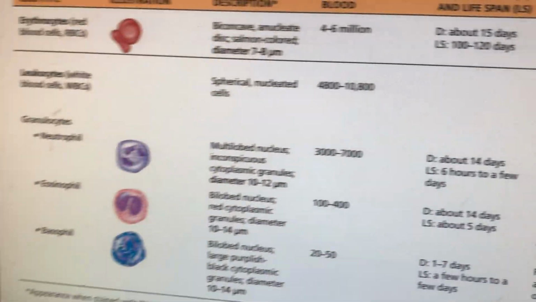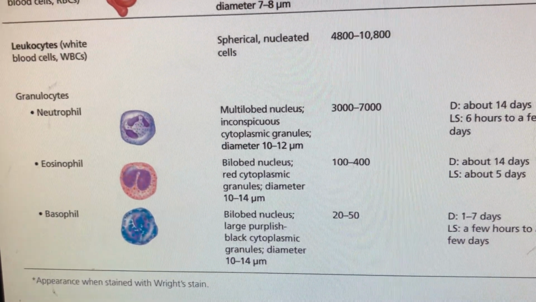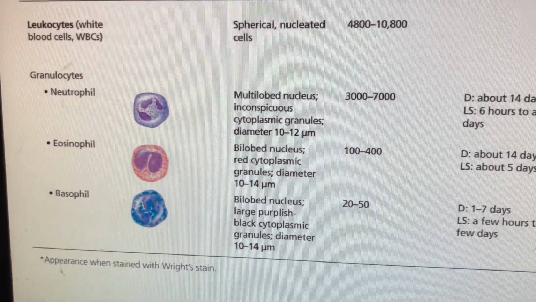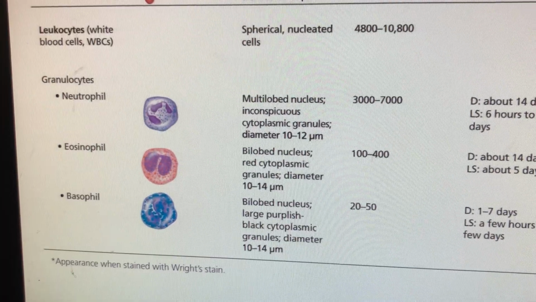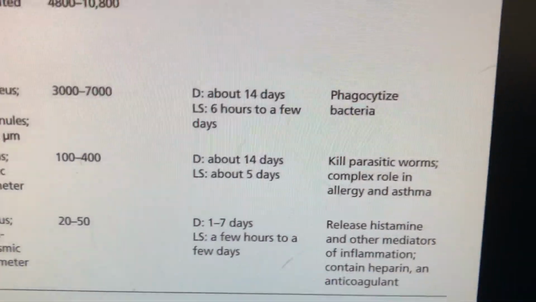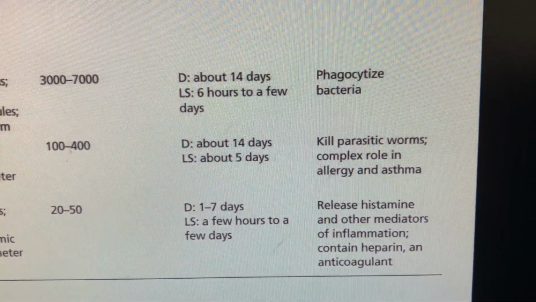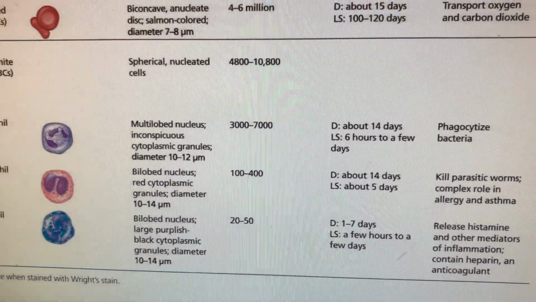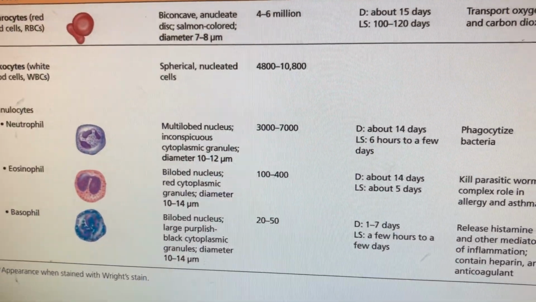So this chart shows you what it looks like on the left, its name, then it tells you a description, multi-lobed nucleus, and then on the right side, it tells you what it does. Phagocytize in English means eat bacteria or kill bacteria. And so they're the ones that are most numerous. If you remember, that's about 50 to 75% in any sample.